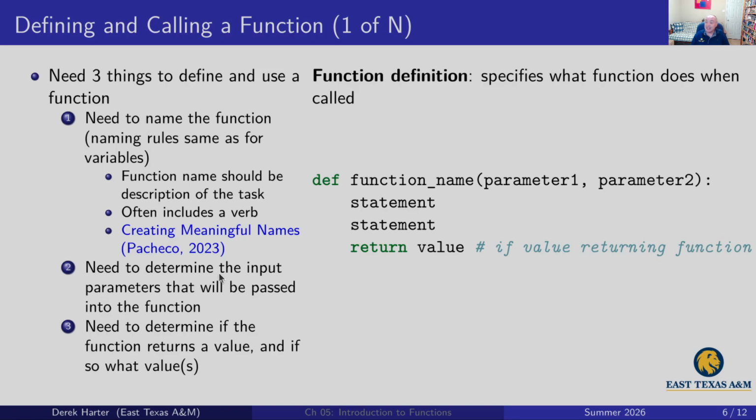Besides the name, functions will usually take some input. These last two are optional here, but if a function takes some input, you have to define what the inputs are. These are called parameters that you pass into the function for the function to use. And likewise, if the function is a value returning function, you need to know what value it returns and what the type of the value is that gets returned from the function.